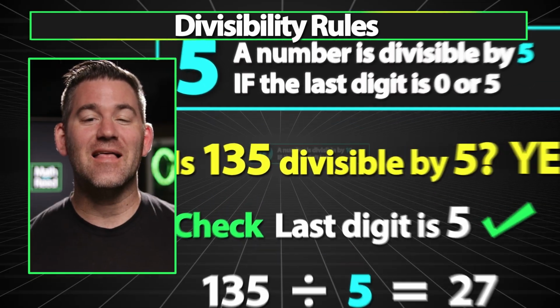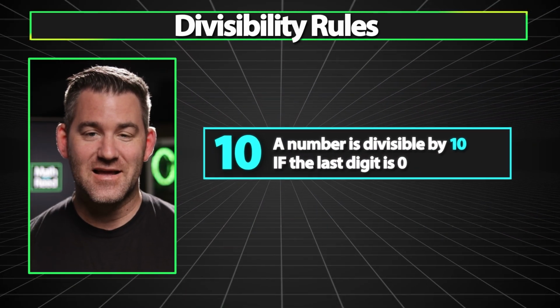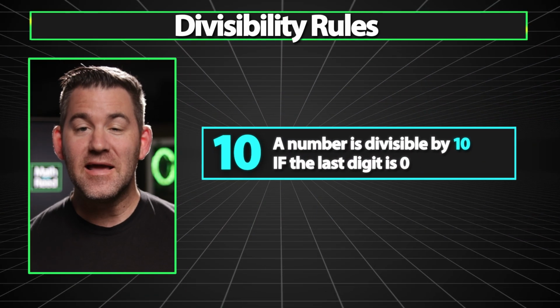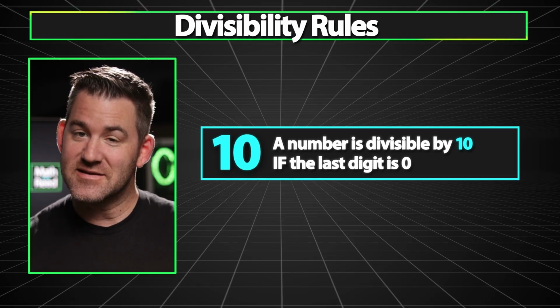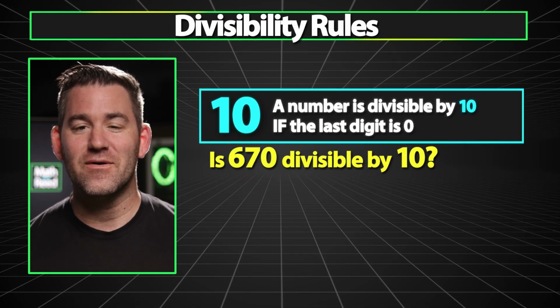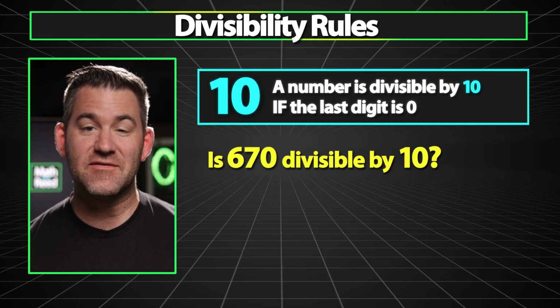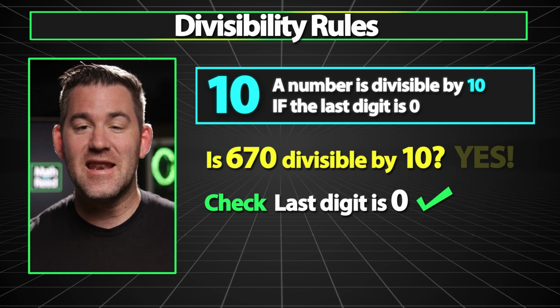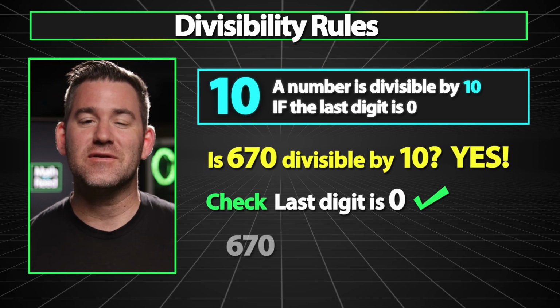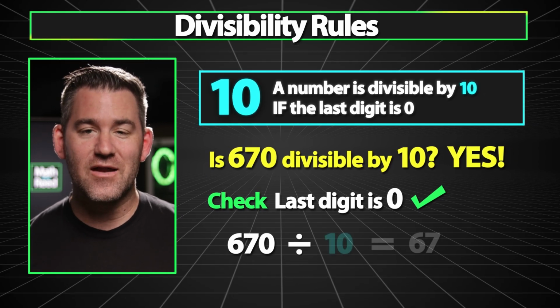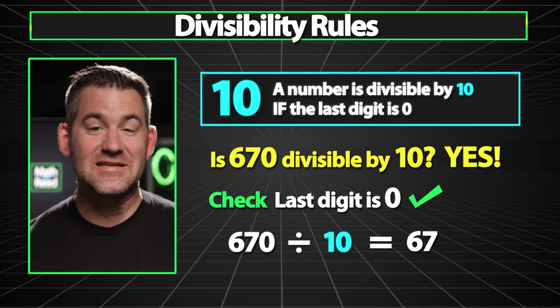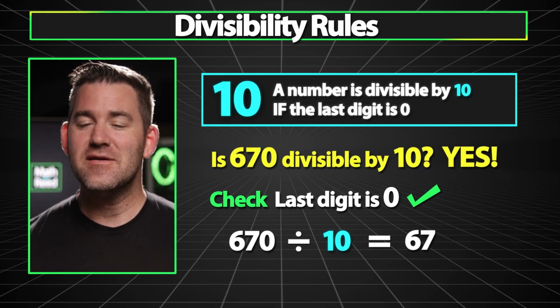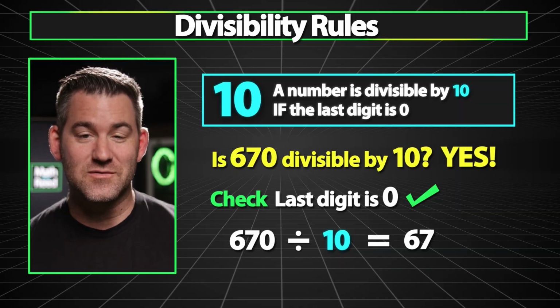Let's keep it going and look at the rule for tens. A number is divisible by 10 if the last digit is a 0. For example, here we have 670, which ends in 0. That means 10 must go into 670. And if we divide, we get the infamous 67. And there you have the common everyday rules.